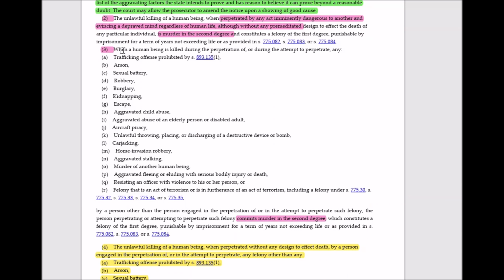Section 3 is when a human being is killed during the perpetration or attempt to perpetrate any, section M, home invasion robbery. But here's the key to it: by a person other than the person engaged in the perpetration or attempt to perpetrate the felony.